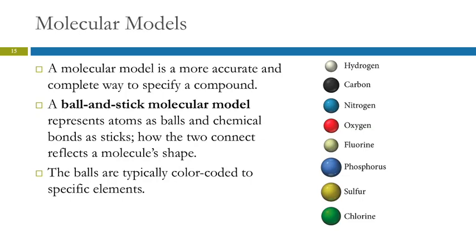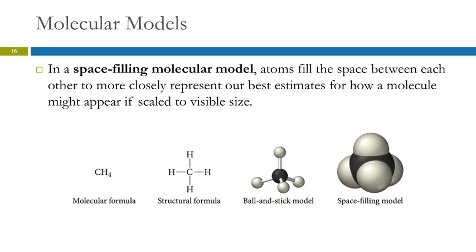So we can make a ball and stick model where we represent the atoms as balls and the chemical bonds are sticks, kind of like scientific tinker toys. And we can represent how these things connect to each other. So this is an example of a ball and stick model.